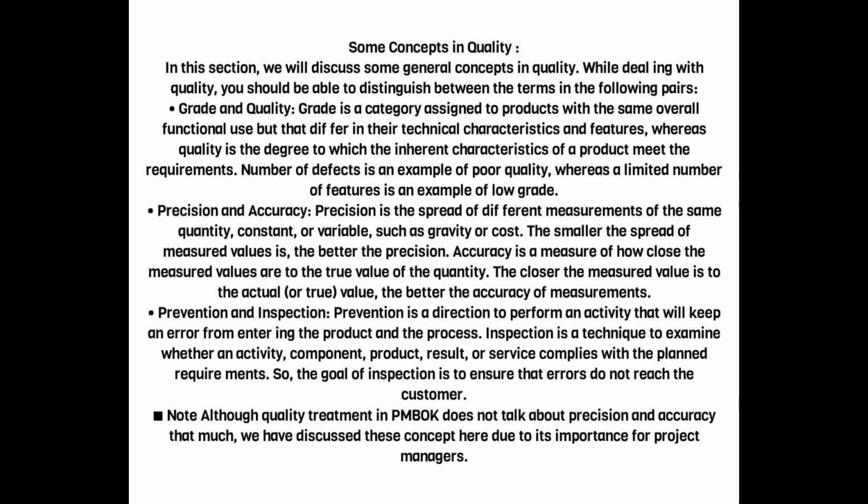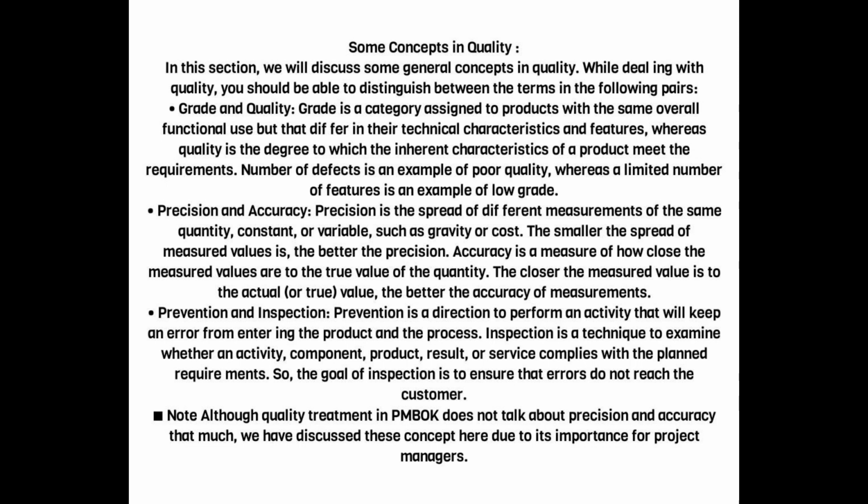Grade and quality. Grade is a category assigned to products with the same overall functional use but that differ in their technical characteristics and features, whereas quality is the degree to which the inherent characteristics of a product meet the requirements. Number of defects is an example of poor quality, whereas a limited number of features is an example of low grade.